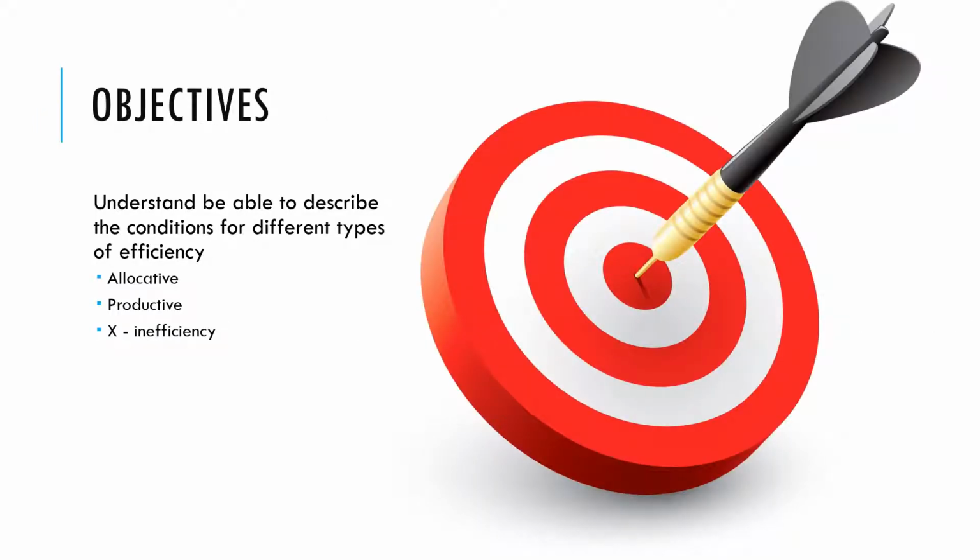So in this video we've looked at three different types of efficiency. Allocative efficiency, where price equals the marginal cost of production. Productive efficiency, when we're producing at the lowest average cost. And finally X inefficiency, when businesses' costs are higher than they would otherwise be because of a lack of competition.